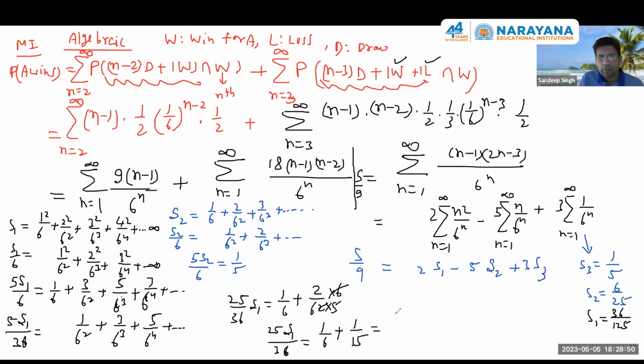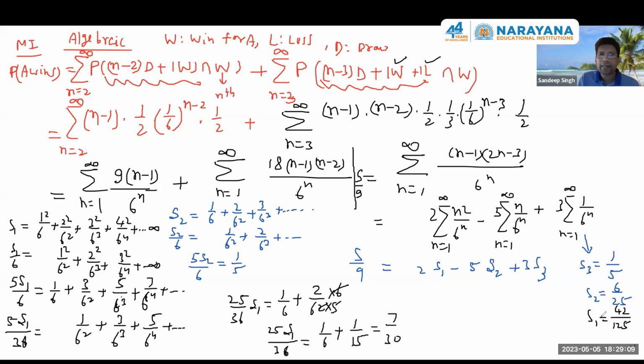So this is 7/30. So S1 will be how much then? 42/125. Correct. So please check if the calculations are all right. है ना? So this is 42 by 125.